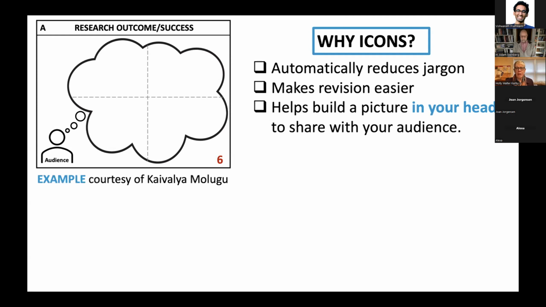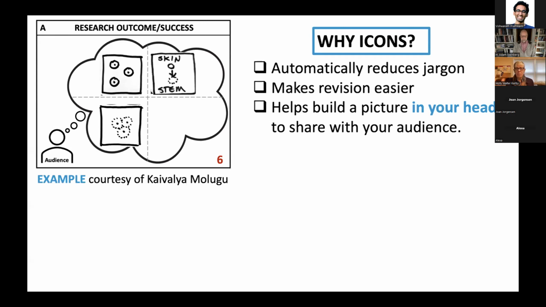Let me give you some examples of things that people do. This is Kavlia Molugu. She reprograms skin to stem cells. And when she does it, of course, they're all mixed up together in various times of reprogramming. And what she was able to do in her research is identify the skin cells without killing them.